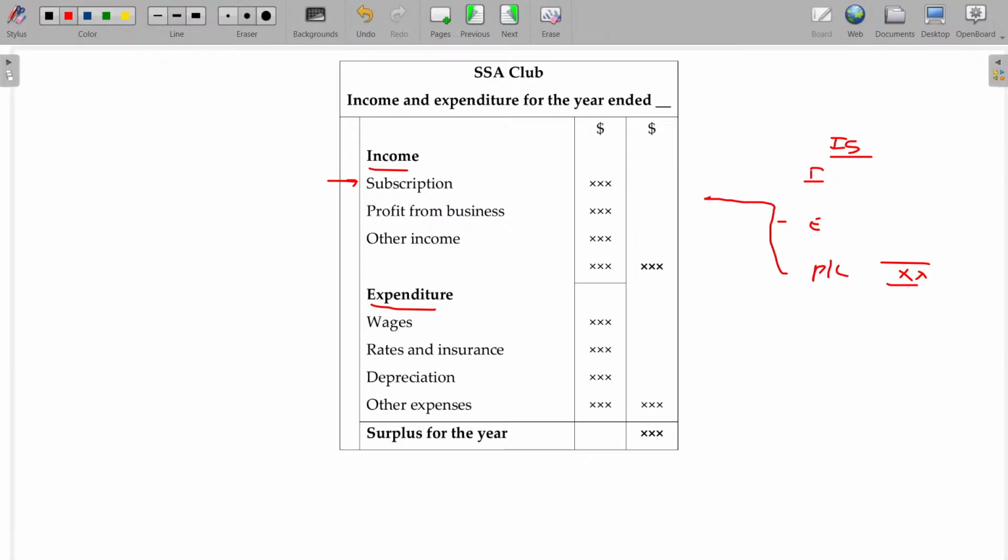This profit or loss will be taken here, profit from the business. Apart from that, we may have some other income also posted under the income side. Temporarily, we may invest and generate some returns on that investment, like interest, which will be income, total income. And this income will be used for paying various administration costs like wages, rates and insurance, depreciation, other expenses. The final value will be called surplus. Usually this will be called profit, but under clubs, it will be named surplus for the year.